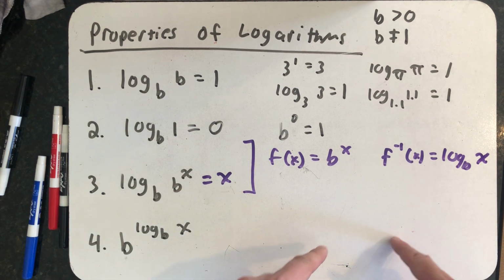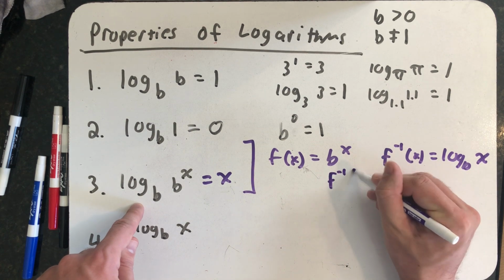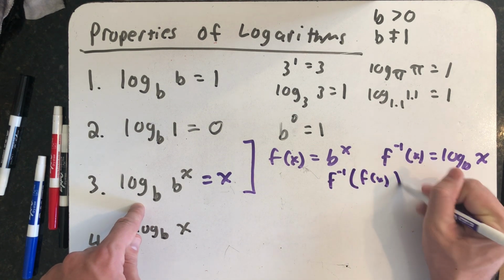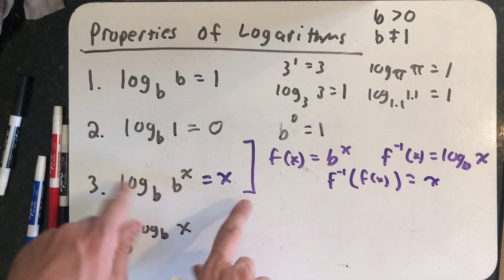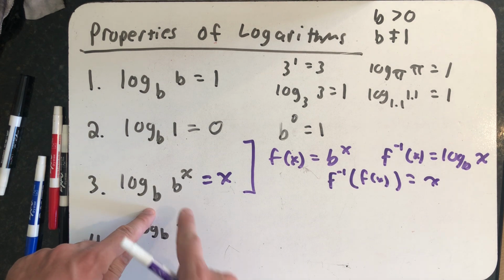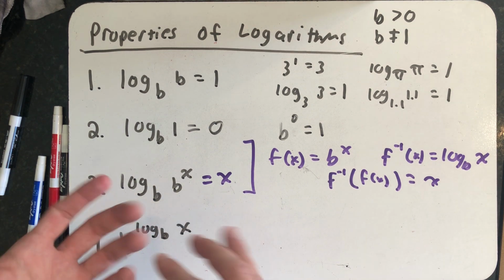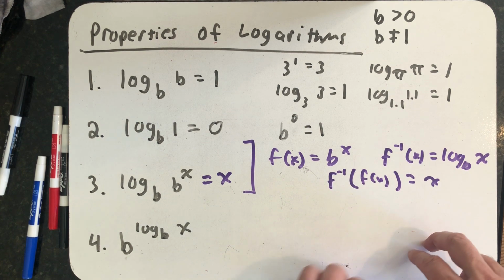So if I compose them, this function here actually being f inverse of f of x, for these to be inverses of each other, I have to get out x. So this is actually an inverse function property. Using the idea of logarithm, to get b to the x, I have to raise b to the x, so that makes sense, but it's also this nice property of inverse functions.